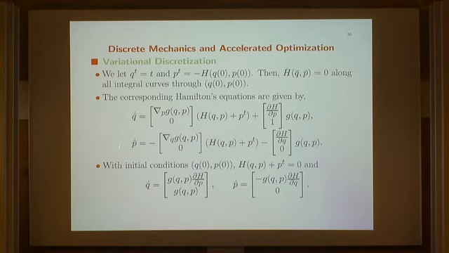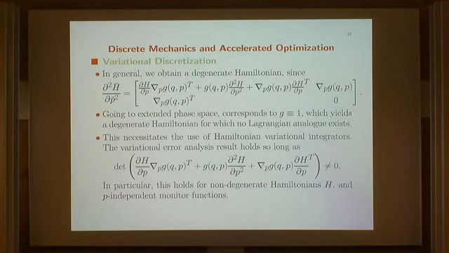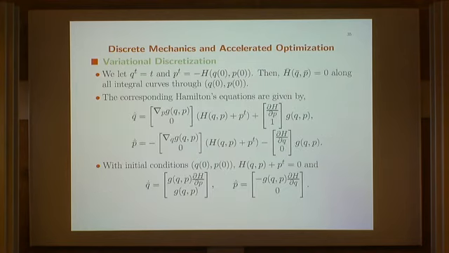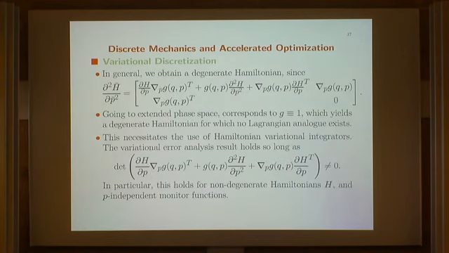Then you can show that you have the corresponding Hamilton's equations and evolution equations as before. And the problem, if you will, with this Poincare transformed Hamiltonian is that it's degenerate. So the Legendre transform is not invertible. But that turns out to be okay. So this is a degenerate Hamiltonian here.